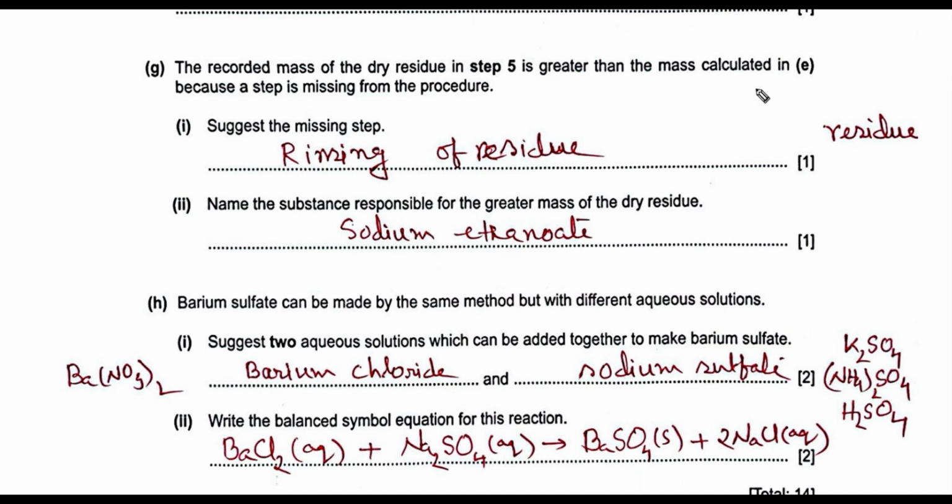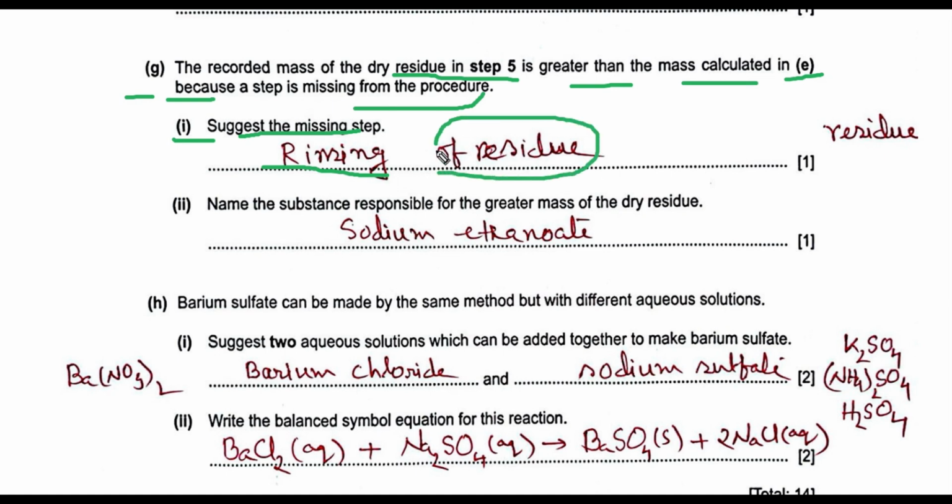Number G, the recorded mass of the dry residue in step 5 is greater than the mass calculated in E because a step is missing from the procedure. So suggest the missing step: rinsing of the residue. The residue needs to be rinsed. If it is not done, the mass is greater.